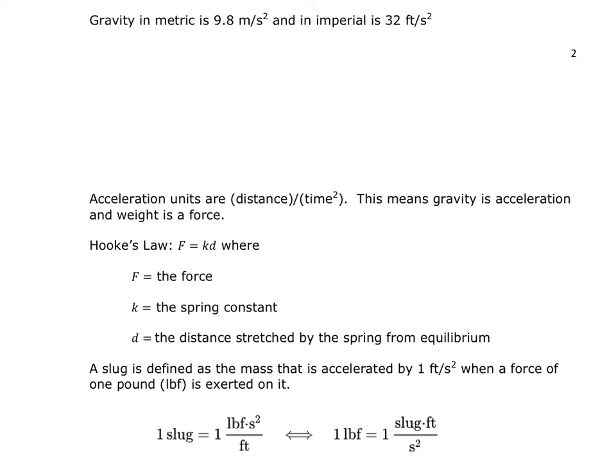So a couple of things that we need to talk about is acceleration is distance divided by time squared. Gravity is acceleration because gravity is some distance, 9.8 or 32, and then it is meters or feet per second. So the acceleration is gravity. Hooke's law states that the force is equal to K, the spring constant, multiplied by D. And that's the distance from equilibrium. So force is the spring's constant multiplied by the distance from equilibrium, the item moved.